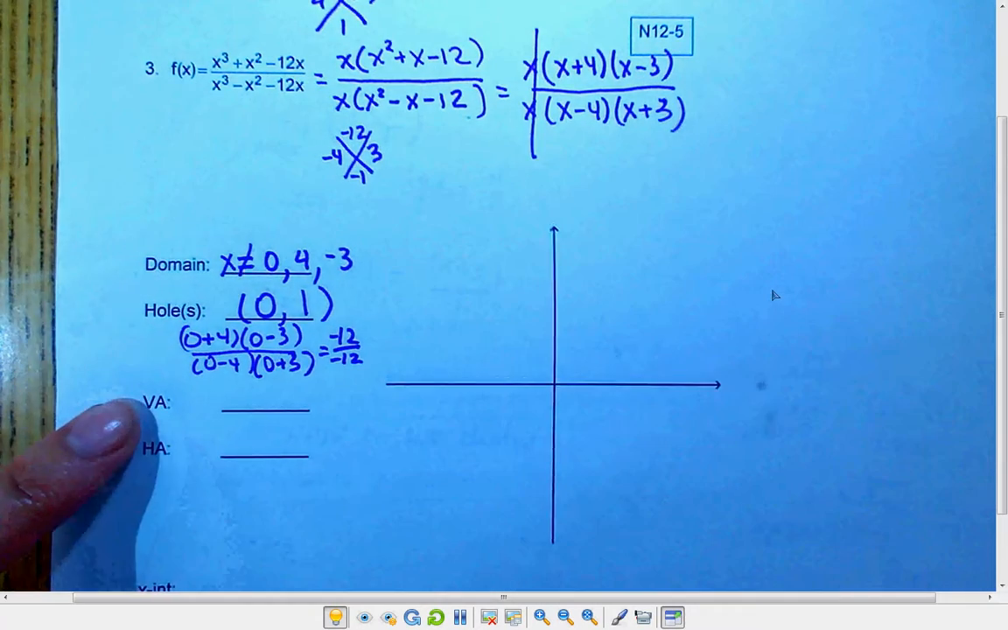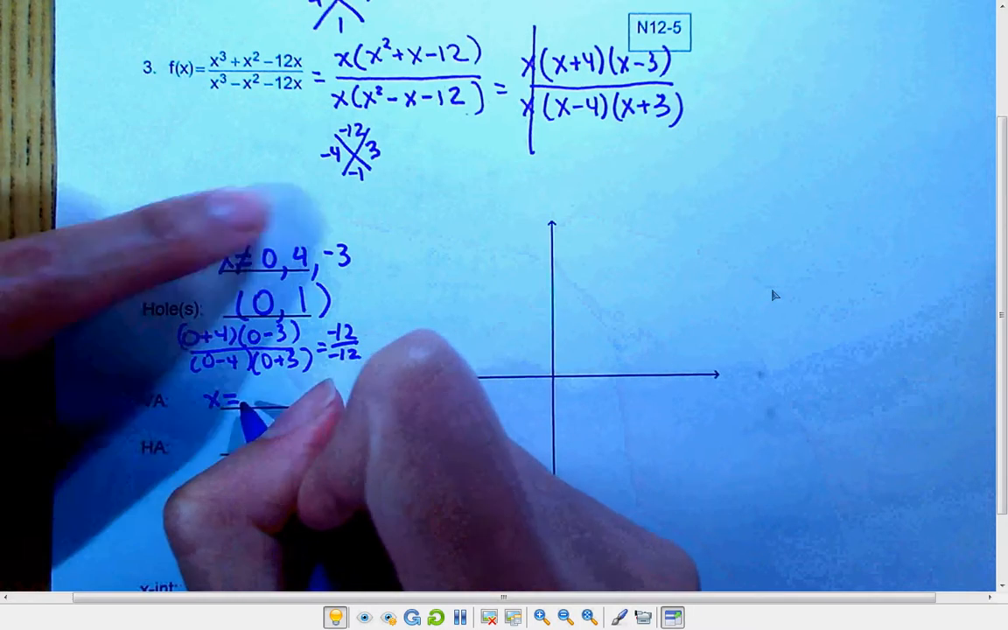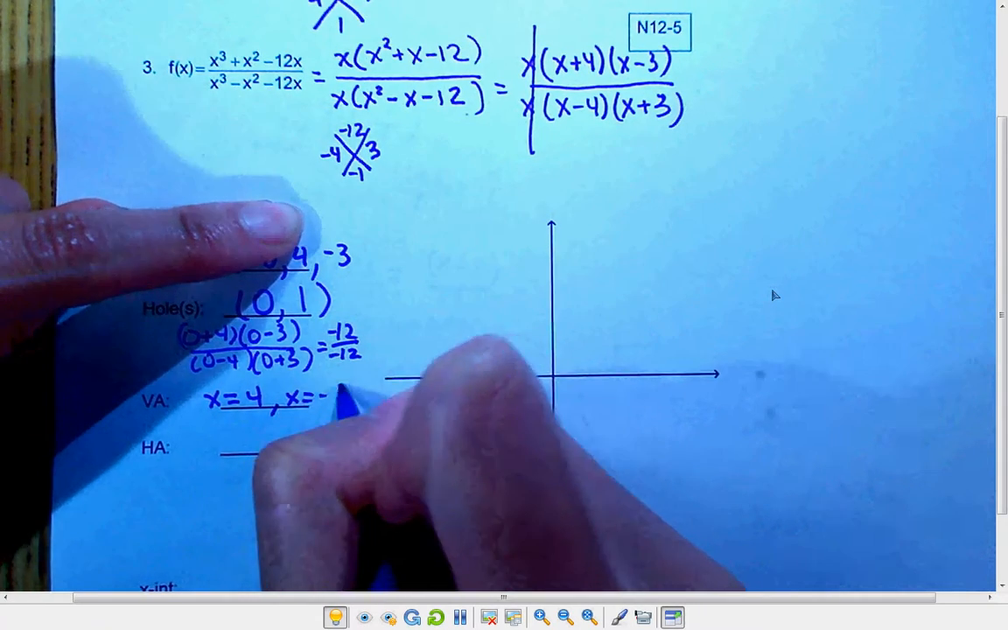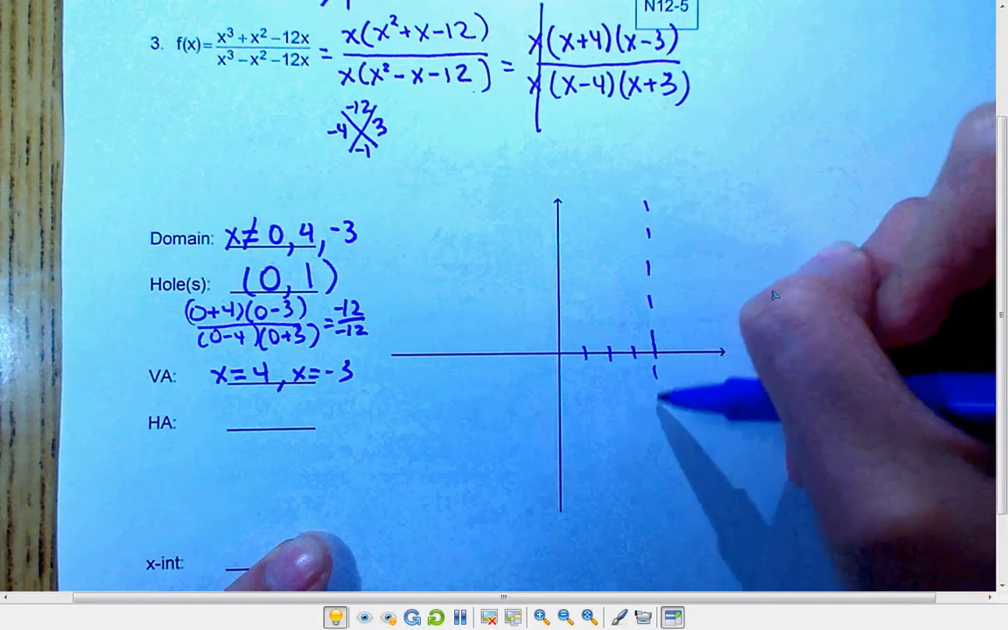Okay, so our vertical asymptotes are then my other numbers. So I have x equals 4 and x equals -3. So let's draw that on our graph.